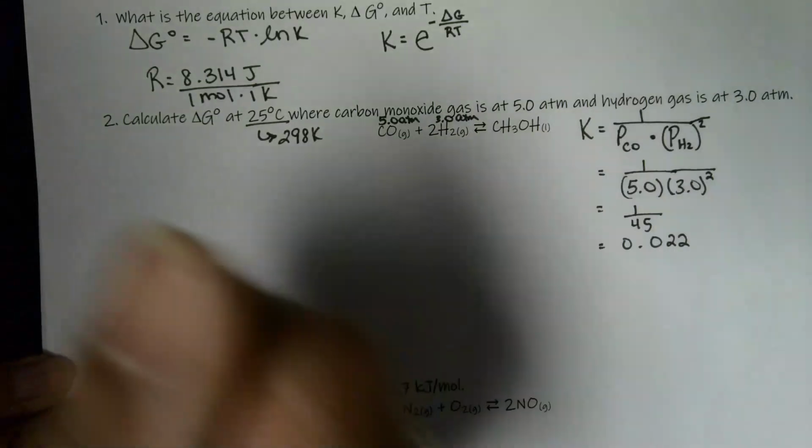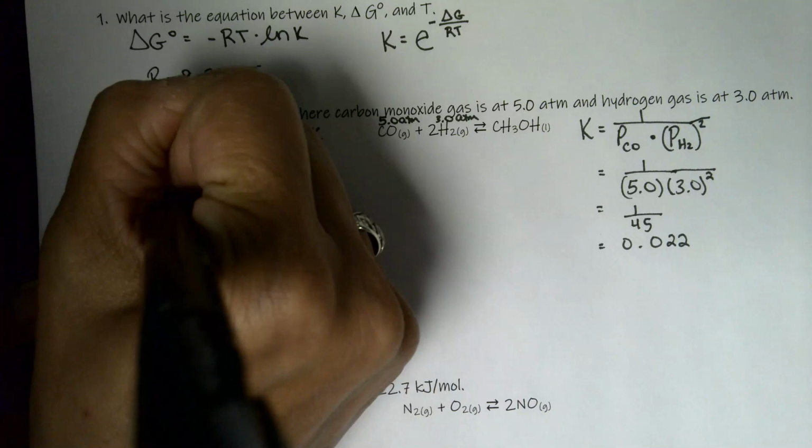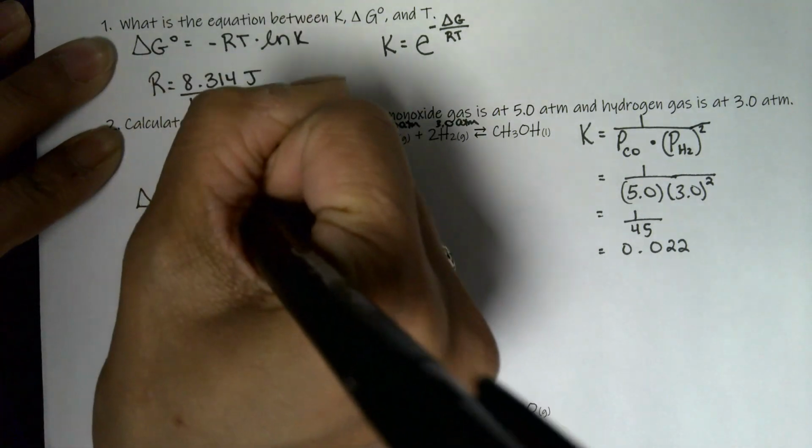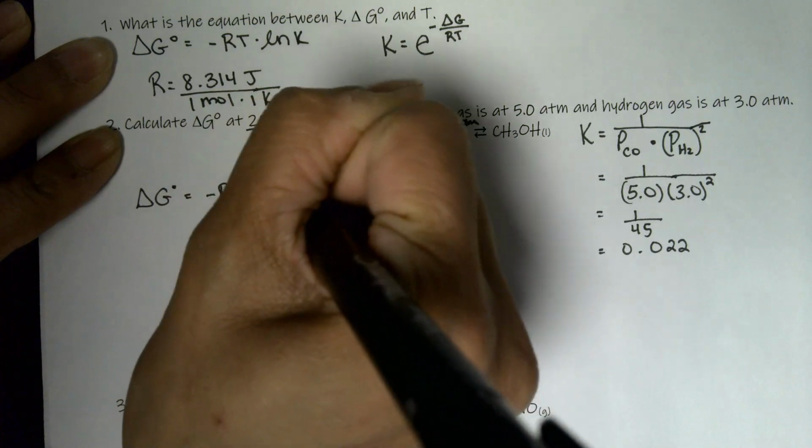So now I can solve for delta G. And I can use this equation as is. So delta G is equal to negative RT ln K.